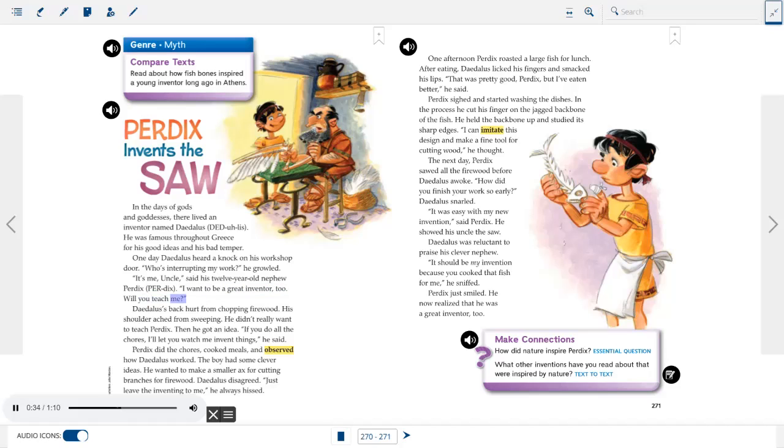Will you teach me?" Daedalus's back hurt from chopping firewood. His shoulder ached from sweeping. He didn't really want to teach Perdix. Then he got an idea. "If you do all the chores, I'll let you watch me invent things," he said. Perdix did the chores, cooked meals, and observed how Daedalus worked. The boy had some clever ideas. He wanted to make a smaller axe for cutting branches for firewood. Daedalus disagreed. "Just leave the inventing to me," he always hissed.